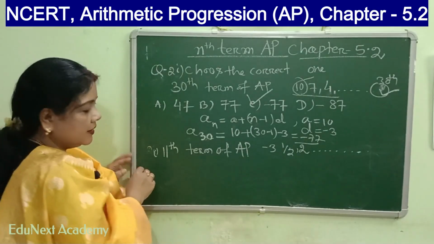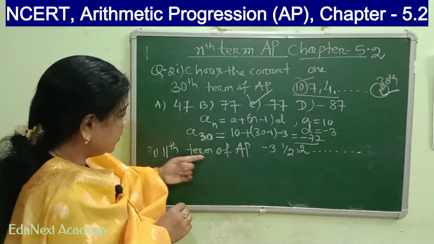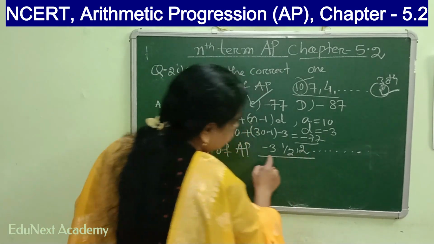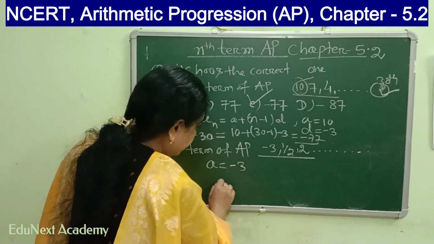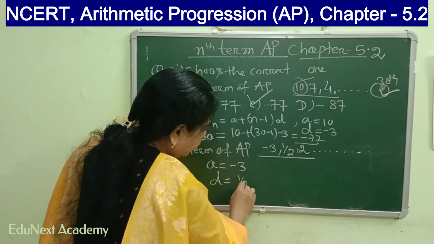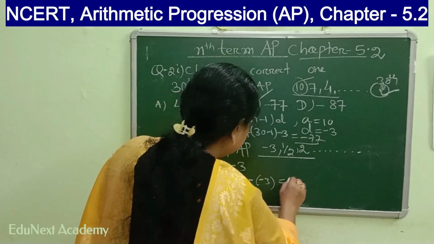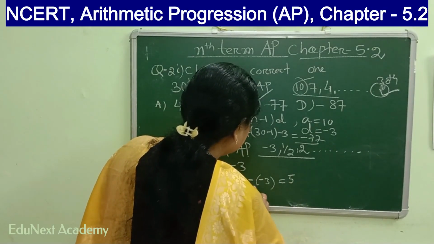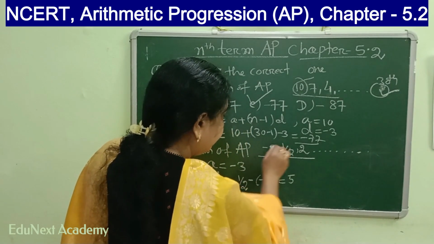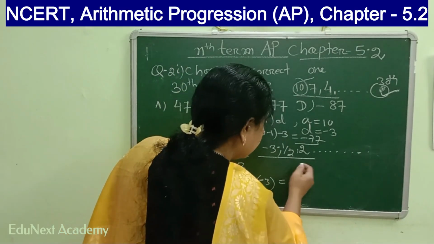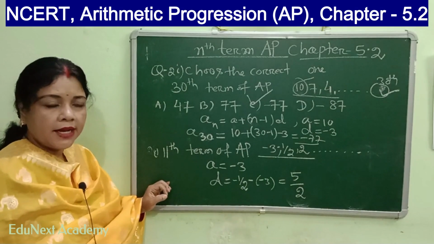Next is another question in this question number 2: the 11th term of the AP, where the sequence is given as minus 3, 1 by 2 and 2. Here a is minus 3, and d is 1 by 2 minus (minus 3), that is 5 by 2. So my d is coming 5 by 2.